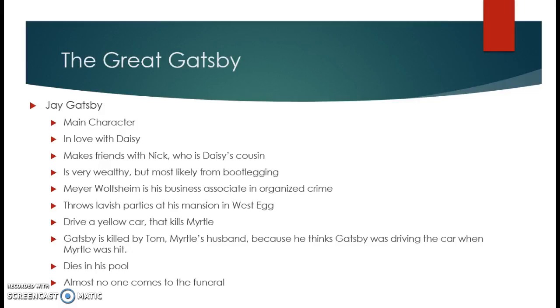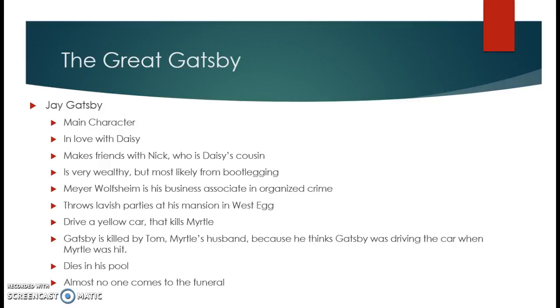Gatsby is very wealthy, but it seems he got his money almost illegally from bootlegging. They talk about Meyer Wolfsheim, who's his business associate and really just a big part of organized crime, like a crime boss. And Gatsby throws these lavish parties at his mansion in West Egg, and all of these people come, but they're all very surface. The parties are just a lot of people dancing, having a good time. There's not a lot of talking, not a lot of interaction.